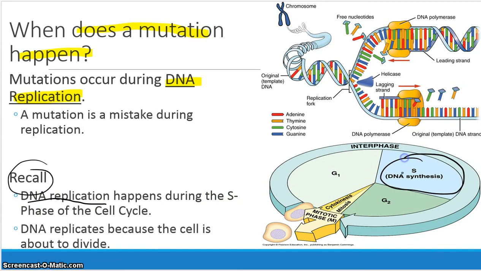Now, what I want you to recall from previous unit is that DNA replication happens during the S phase of the cell cycle. So if you'll remember, we said that G1 is the growth stage, S is the DNA synthesis stage. This is where replication happens, so all of this is happening here. G2, we're growing a little bit more, then in mitosis we're creating 2 new cells.